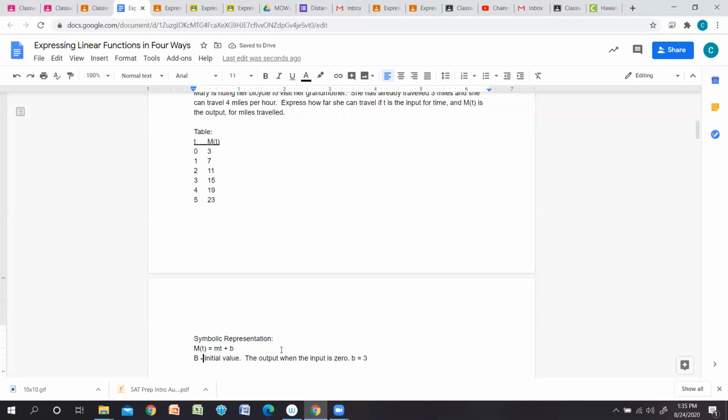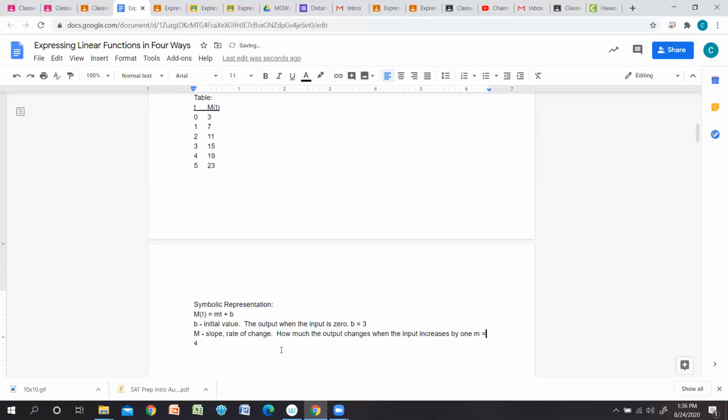And you can write all this, but the final answer is what's most important. The initial value is 3, or y-intercept. And then the m value, in this case, lowercase m, is the slope. Slope is also known as rate of change, how much the output changes when the input increases by 1. So that value, lowercase m, is 4. So now we can write our equation. I'm going to make this lowercase m.